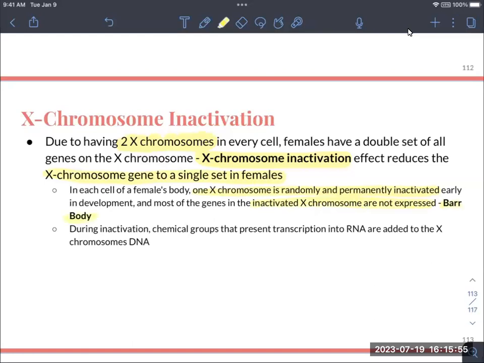So during this inactivation, there are different chemical groups that are going to prevent transcription into RNA. So they get added to this X chromosome's DNA.